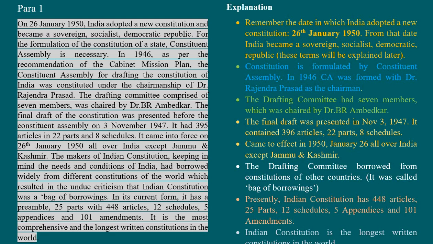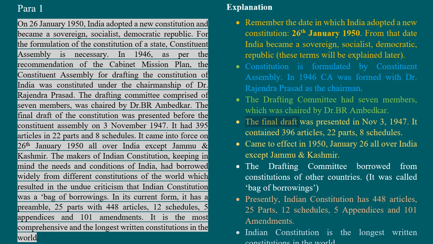Okay. Then a committee was formed within the Constituent Assembly in order to draft the Constitution. This committee was called the Drafting Committee. The drafting committee had 7 members, which was chaired by Dr. B.R. Ambedkar. The drafting committee designed or drafted the Constitution.